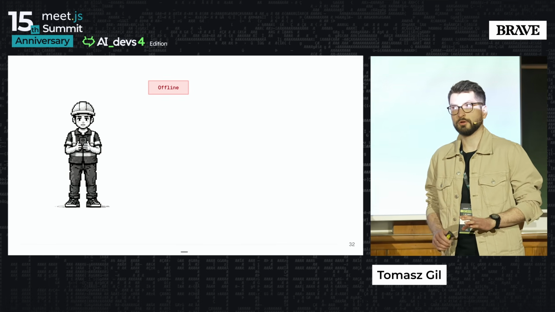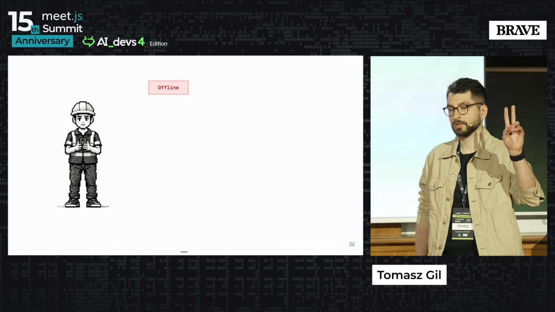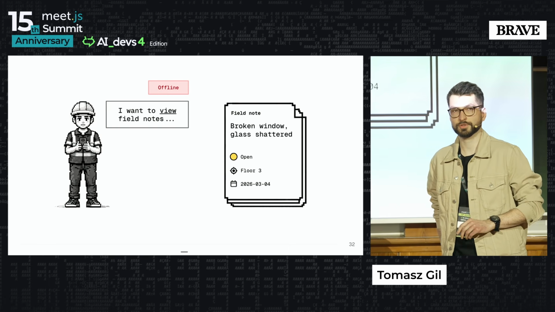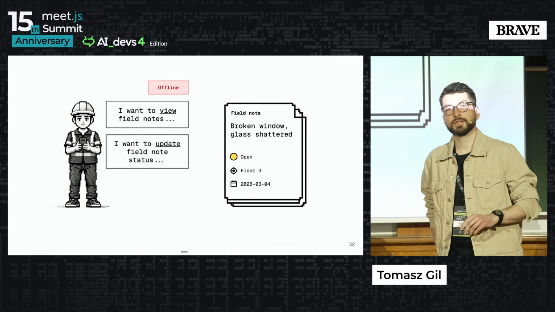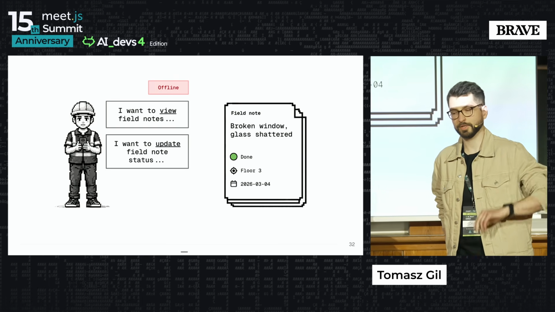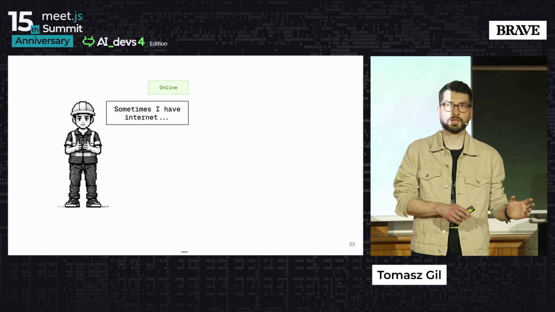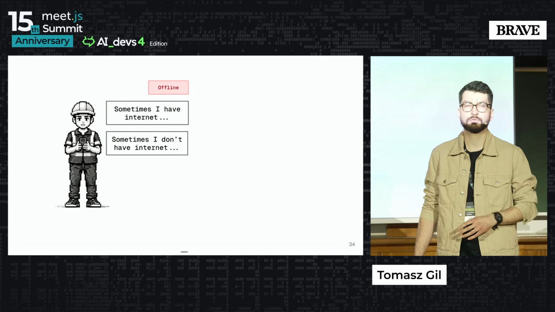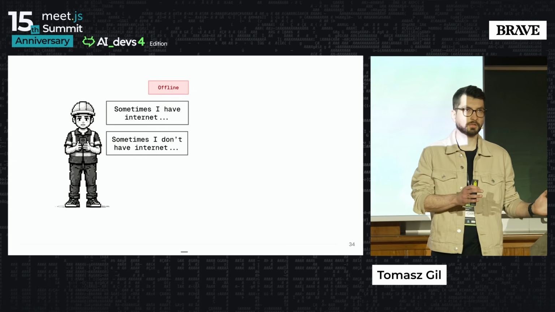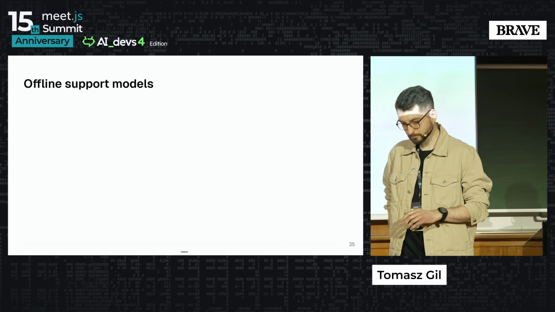They don't need all of the functionalities to be available offline, but they do need two things. One, they need to be able to view the field notes they previously saw. And two, they need to be able to update the field note status. Okay, two things. And lastly, sometimes they do have good internet connection, sometimes they don't. Let's call it 50-50, roughly split. And these are our technical background as well as the product requirements that we will try to satisfy.